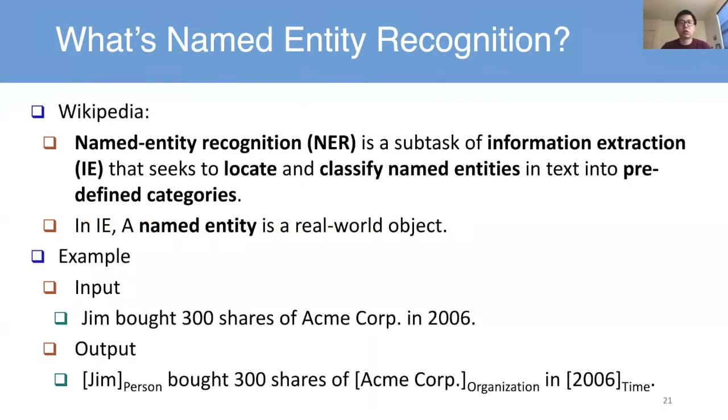Let me give you an example. Suppose we have a sentence like, Jim bought 300 shares of ACME Corporation in 2006. So we want to annotate that Jim is a person, ACME Corporation is an organization, and 2006 is a time.